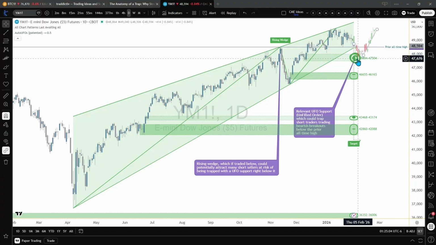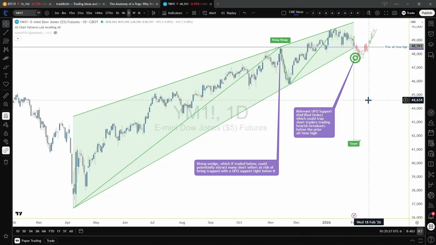AutoUFOs to identify them. So we can see here between 48,004 and 47,504 there is an area where unfilled orders to buy are potentially waiting to be filled. Unfilled orders is actually what UFO means. UFOs is an acronym that basically means unfilled orders. So in other words, we've got a significant amount of unfilled orders, thanks to technology for that.